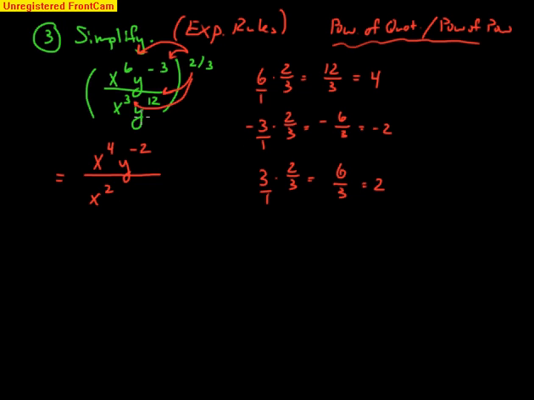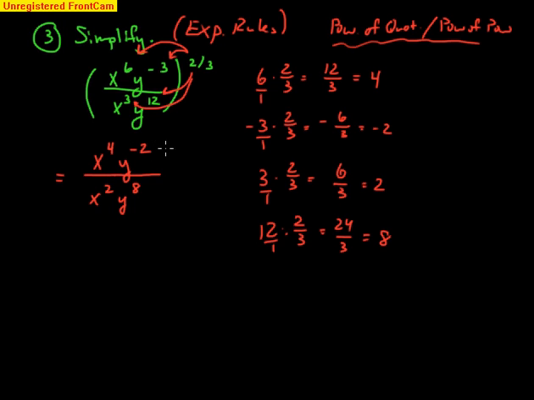So this x is to the second power. And the y to the 12th. 12 times 2/3. Put the 12 over 1. Multiply straight across. 12 times 2 is 24. 1 times 3 is 3. 24 divided by 3 is 8. So we were lucky that all of these exponents simplified. So that's the first step.